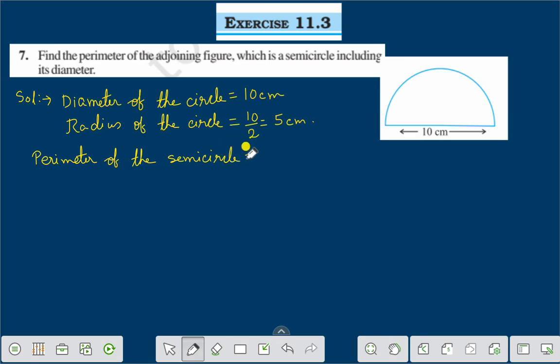We know that perimeter of a circle is 2 pi r, and half of that, that is half into 2 pi r, is the perimeter of semicircle. This half, 2 and 2 will cut, that is equal to pi into r. R is the radius. That means the perimeter of this curved part is pi r and this one is the diameter.